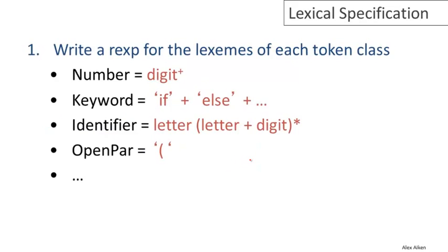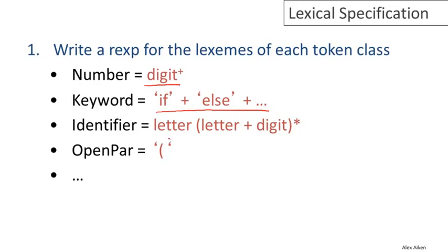The first thing we're going to do when we want to design the lexical specification of a language is write a regular expression for the lexemes of each of the token classes. And we talked about how to do this last time. So for the numbers, we might use digit plus as our regular expression, and we might have a category of keywords, which is just a list of all the keywords in the language.